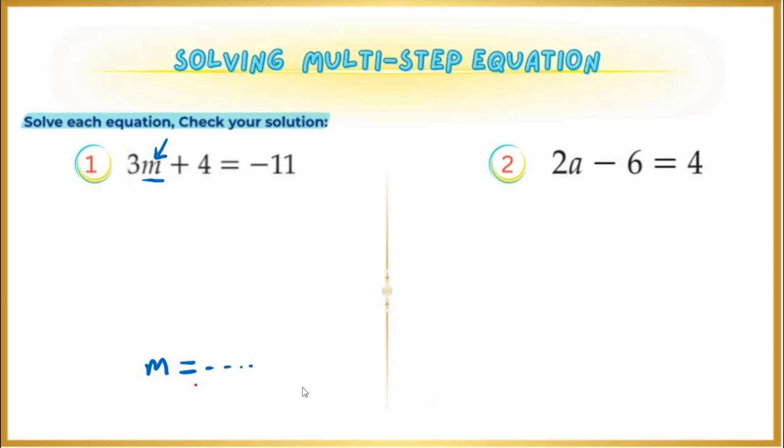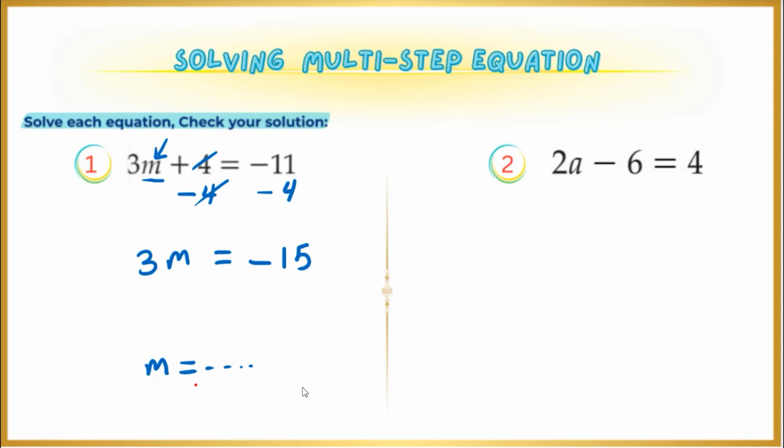Okay, for example, 3m plus 4. Which one is farthest from the variable m? 3 is very close, but 4 is farthest. Then to cancel plus 4, how can we cancel plus? The opposite of plus is minus, like we learned before in the video on solving one-step equations. If we do anything on the left side, we should do the same on the right side. Now this 4 cancels this 4. Now we have on the left side 3m. On the right side, negative 11 and negative 4, we have the same sign. We do plus and keep the sign. 11 plus 4 will be 15.